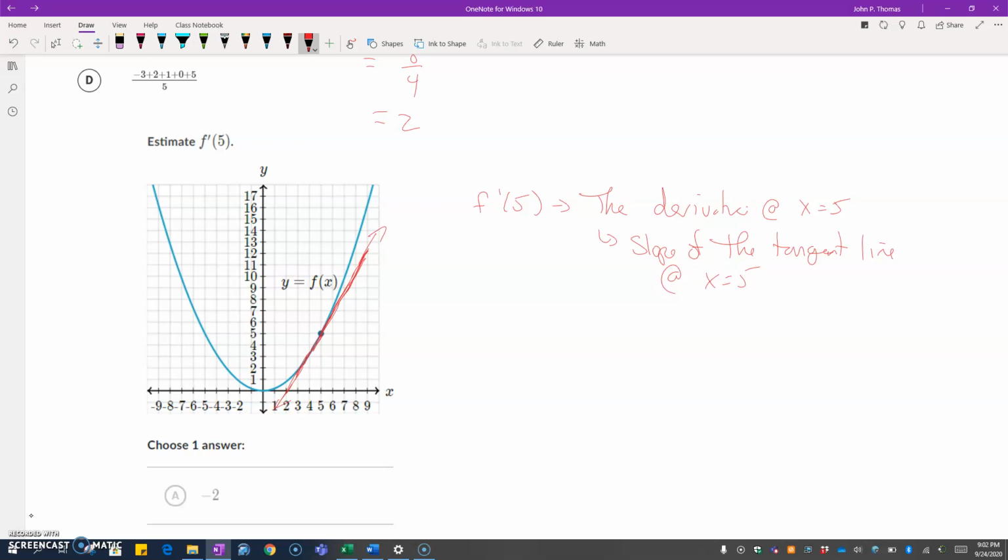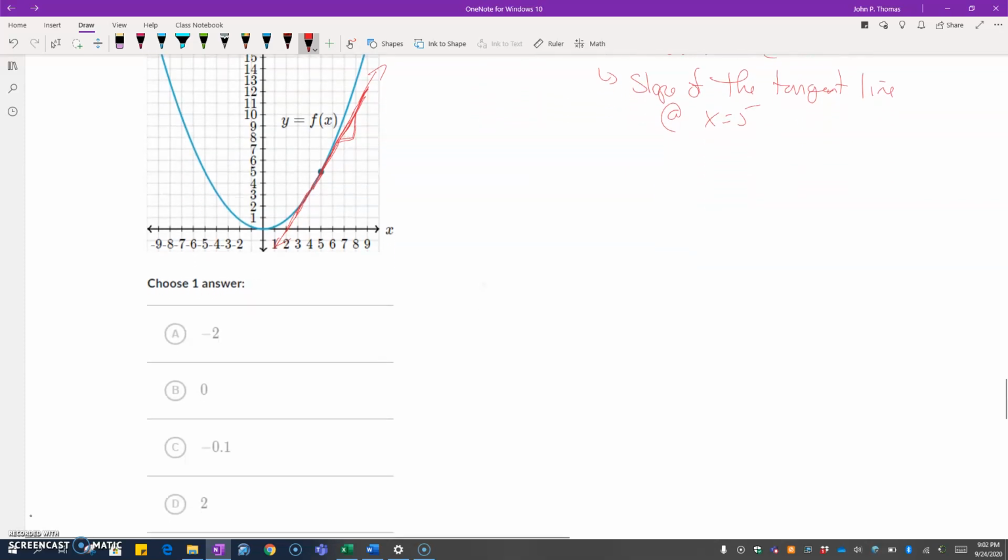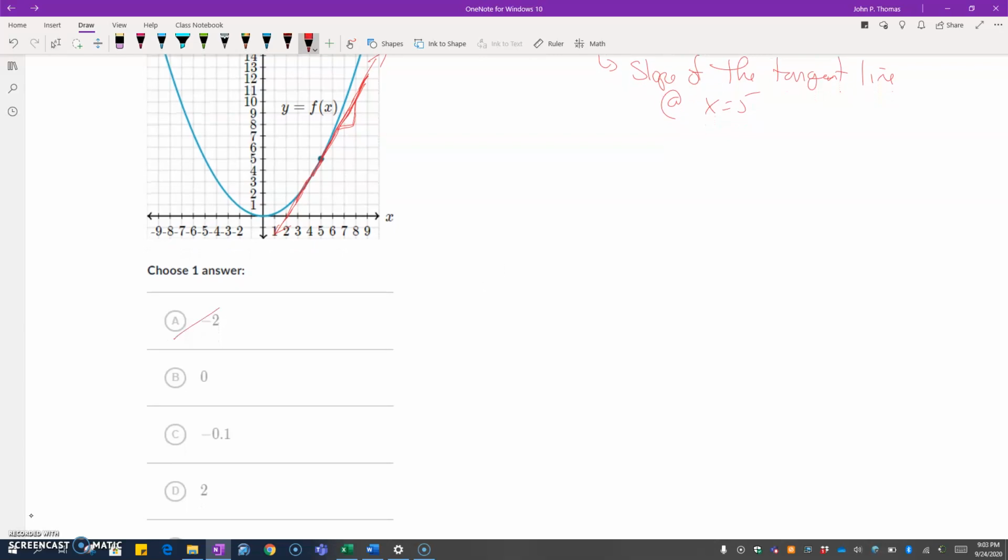What I really don't want to see you do is put 2 dots on the curve itself and then connect those, because then you're looking at a secant line, and secant lines would be average rate of change versus instantaneous. We want to make sure this line looks very tangent. When I look at this, it looks like it's roughly a little less than 2 probably. So I'm going to look at my choices and see what the best choice is. Negatives are definitely out because this is clearly a positive slope.